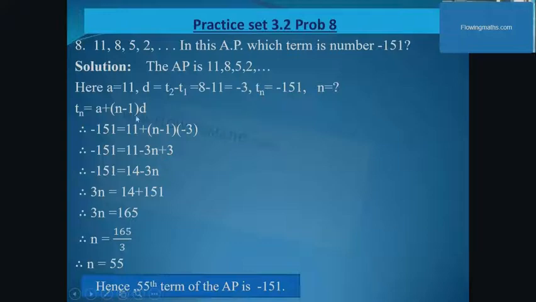What is n? So Tn, again the same formula, is A plus n minus 1 D. So minus 151 is 11 plus n minus 1 into minus 3. Opening this bracket, minus 3 into n is minus 3n. Minus 3 into minus 1 is plus 3. So minus 151 is 14 minus 3n. You bring 3n here and take this term there. So 3n is 14 plus 151. 3n is 165, or n is 55.